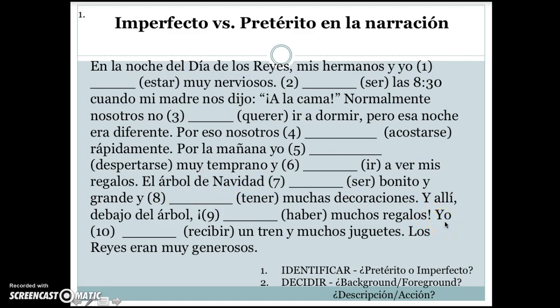Now we go back to an action, not a description. I received un tren y muchos juguetes. Well, to receive one time in the past is the preterite, yo recibí. Accent mark is important. Los reyes eran muy generosos.